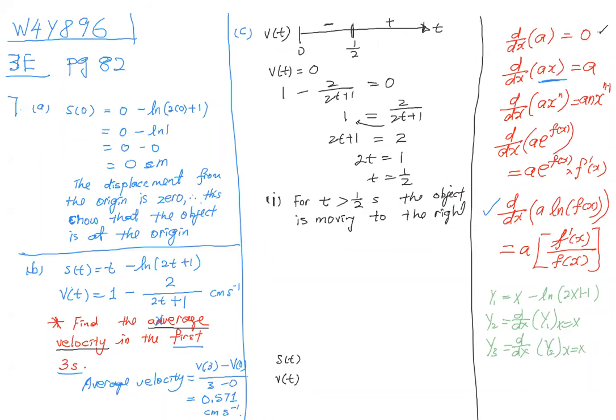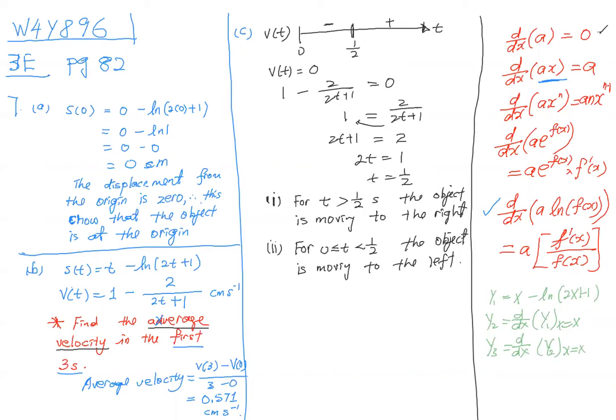Okay. So you see how important the sign diagram is. You see, I don't have to teach you this question. You still can do because you understand whatever I have taught you. Okay. Then for t less than half, you have to write the object is moving to the left because it's negative. Done.